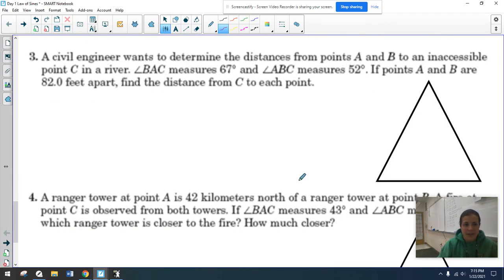Okay, just a couple more setups. Civil engineer wants to determine the distance from A to B in an accessible point C in the river. BAC, this one right here, is 67, and ABC is 52. If points A and B are 82 feet apart, find the distance from C to each point. So you're looking for little a, little b. It's the same thing. So you just have to make your own triangle. Okay, so subtract from 180, it's all the same thing.